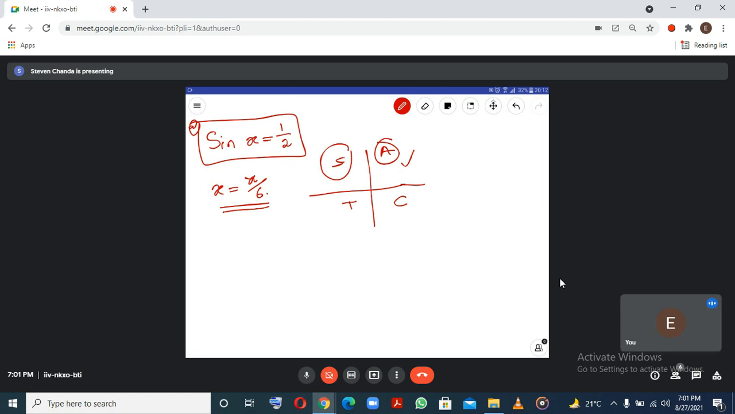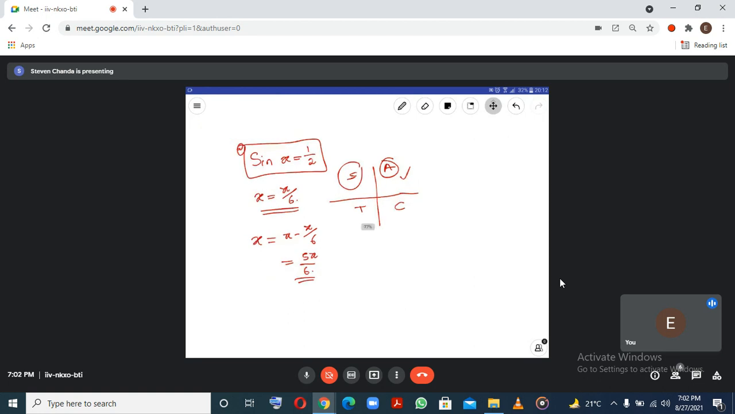You simply, what do you do? Subtract this initial angle from 180, isn't it? So you say pi minus pi over 6. Then what are you going to get? You are going to get 5 pi over 6. Then from this, what are you going to do? You are now going to look at the coterminal angles.